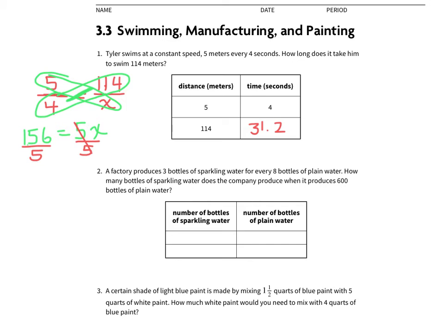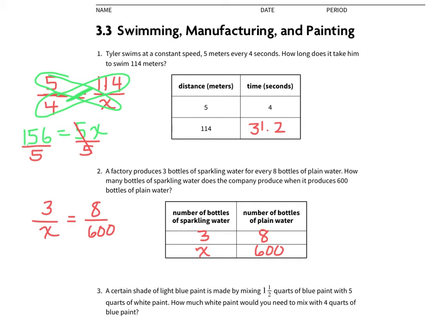So let's see, same thing with the next question. A factory produces 3 bottles of sparkling water for every 8 bottles of plain water. How many bottles of sparkling water, that's our unknown, does the company produce when it produces 600 bottles of plain water? So let me set up an equation for this. 3 over x equals 8 over 600. I just have to have the right piece with the same right piece.